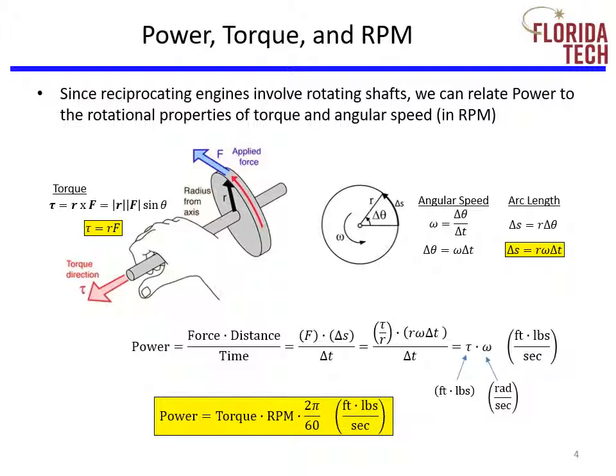Since reciprocating engines involve rotating shafts, we can relate power to the rotational properties of torque and angular speed. Torque is force times the radius. Solving for force, we get force equals torque divided by the radius. Distance traveled at a point on the radius is the radius times the angular speed times the incremental time. If we substitute these relationships into the power equation, we get the equation in the yellow box. Basically, power equals torque times RPM with some scaling for units.